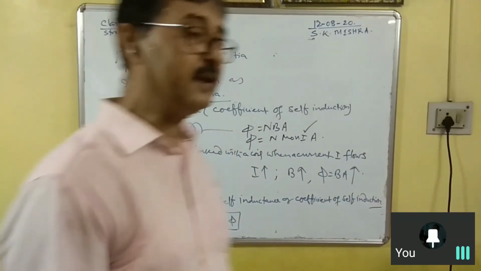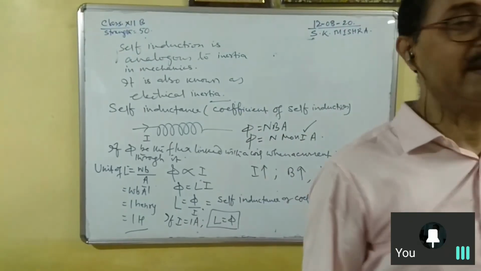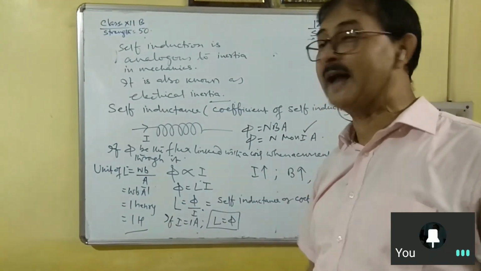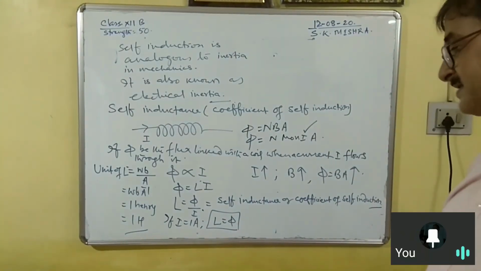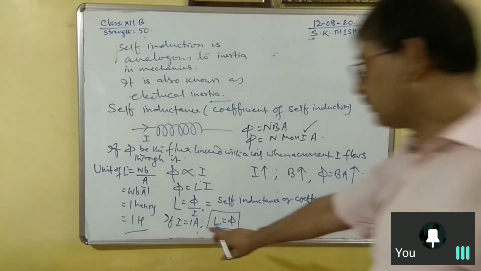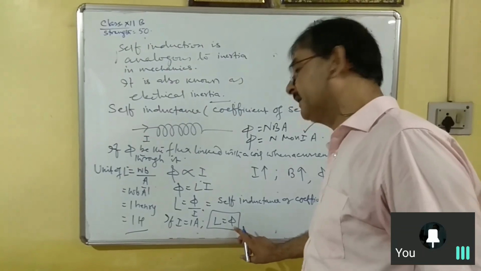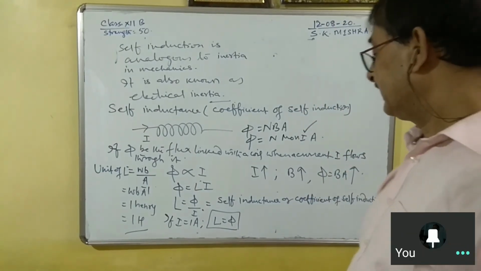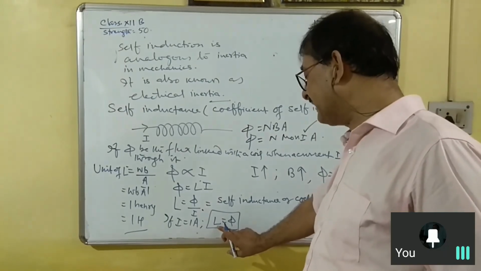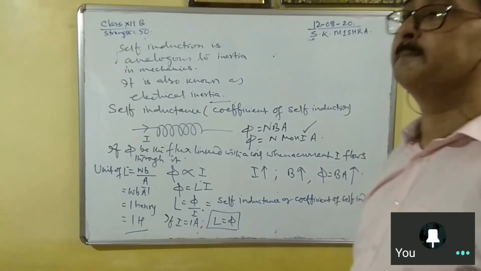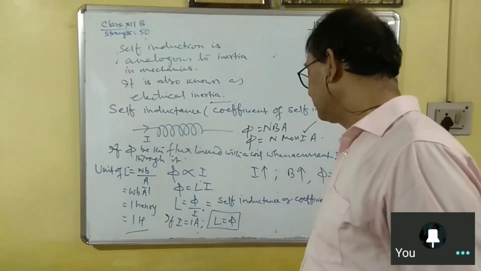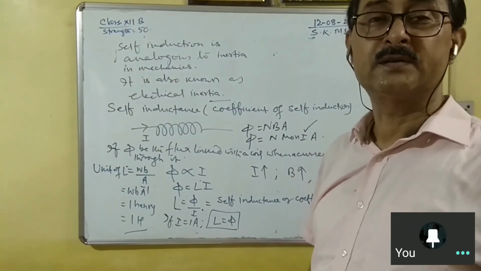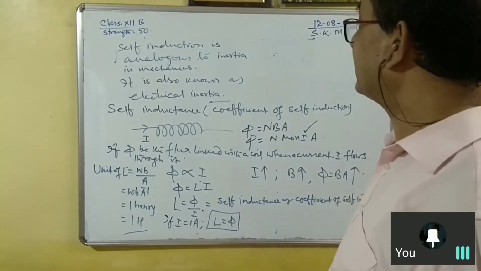Henry was the name of a scientist, and in honor of his name, the unit of self-inductance is known as Henry. So if I is equal to 1 ampere, then L is equal to phi. Now we are in a position to define it. The self-inductance of a coil is numerically equal to the magnetic flux linked with it when unit current flows through the coil. So one can define it mathematically.